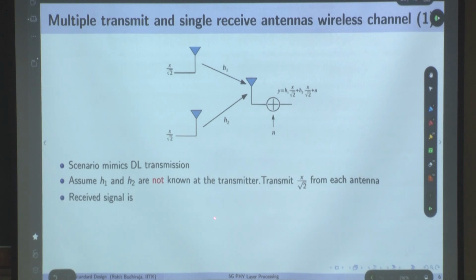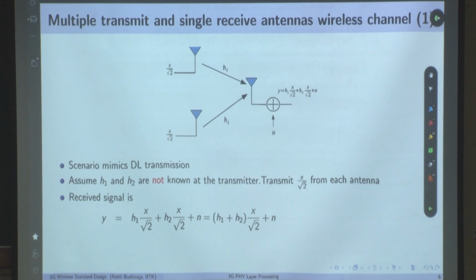Now, what will be the received signal? h1 x by root 2 plus h2 x by root 2, correct? Let us call h1 plus h2 as h tilde, so the signal is h tilde x by root 2. What will be the SNR? It is h tilde square P by 2 by N naught, where N naught is the noise power.